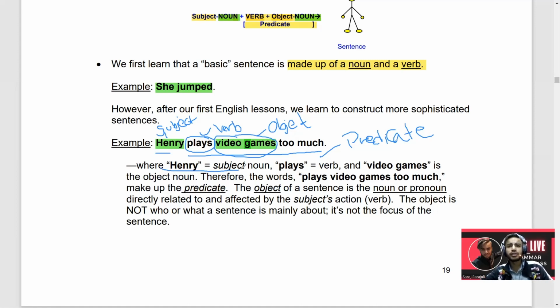Where Henry is the subject noun and plays is the verb. Yes, you can see plays is the verb and video games is the object noun, and this is the object. Now you can also see this is a noun, right? This is known as the object noun and this is known as the subject noun because they are both nouns in this section. Now another one. Now the object of a sentence is the noun or pronoun.